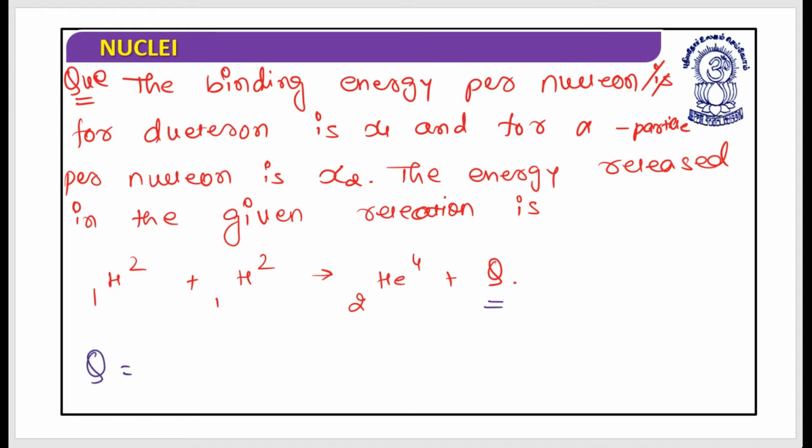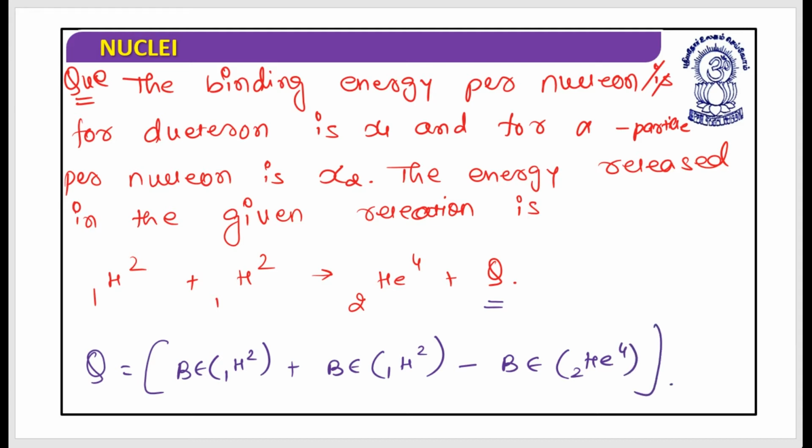So if you want to calculate this Q value, what you simply need to do is that Q would be equal to the binding energy of this 1H2 plus binding energy of this 1H2 minus binding energy of 2He4. As you have already written binding energy, no need to write down multiplied by c square. I hope this is clear.